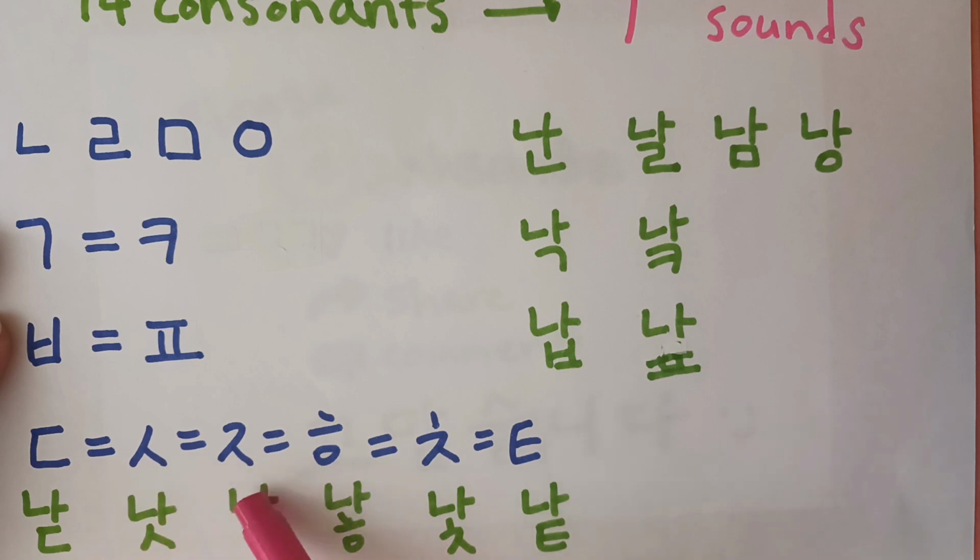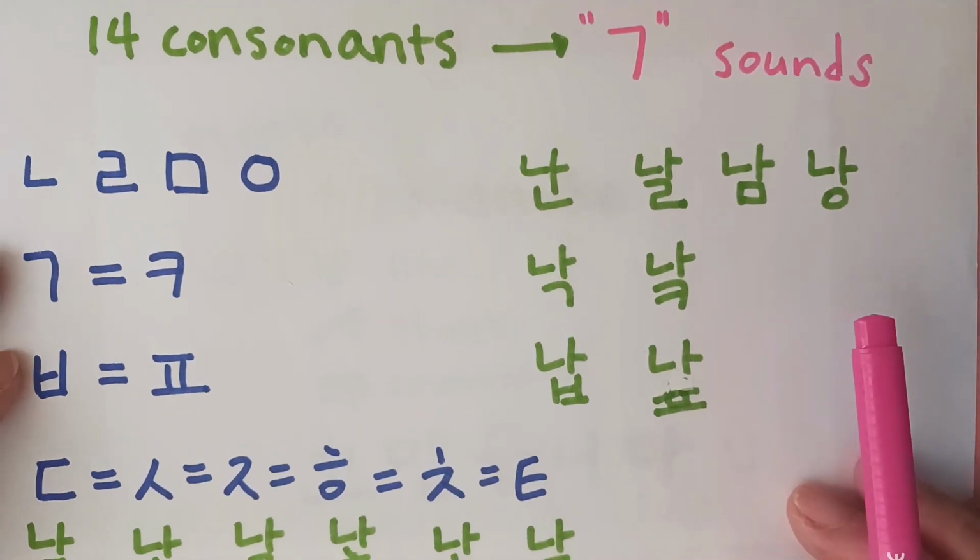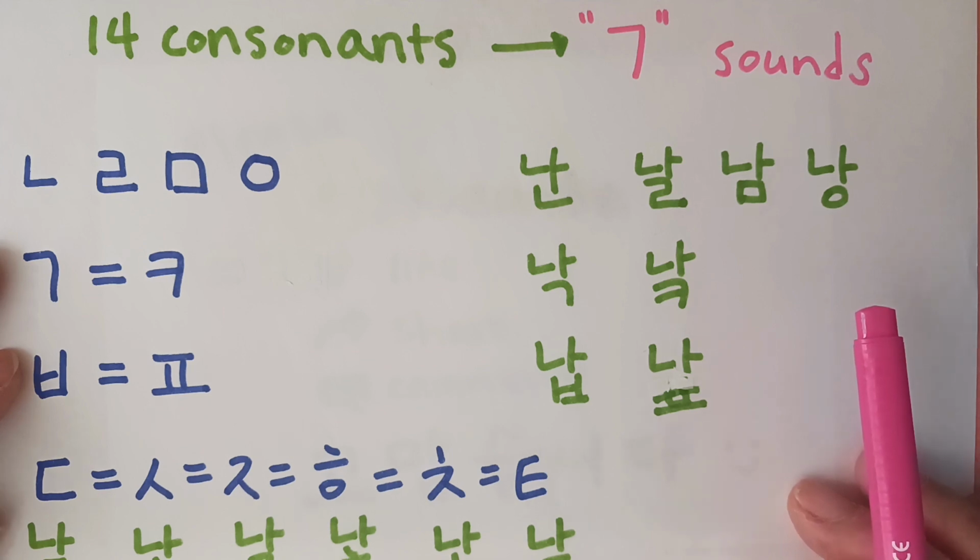D, s, j, h, ch, t will be the same sound when they become final consonants, such as not, not, not, not, not. All sound the same.